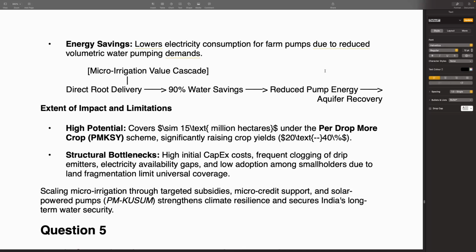High potential: it covers 15 million hectares under the Per Drop More Crop scheme, significantly raising crop yields. Structural bottlenecks, high initial capex cost, frequent clogging of drip emitters, electricity availability gaps, and low adoption among smallholders due to land fragmentation limit universal coverage. Scaling micro irrigation through targeted subsidies, microcredit support, and solar powered pumps strengthens climate resilience and secures India's long-term water security.